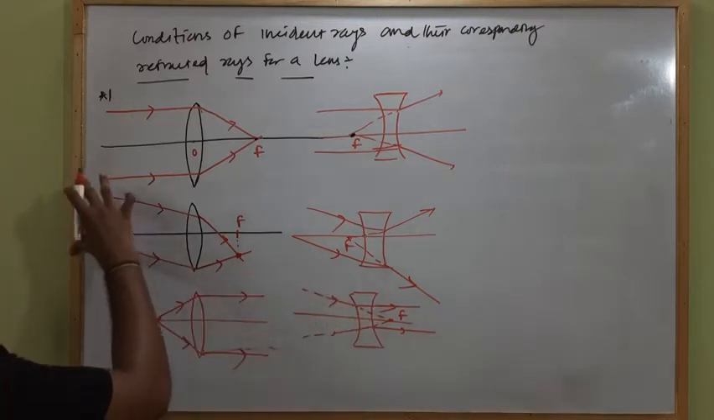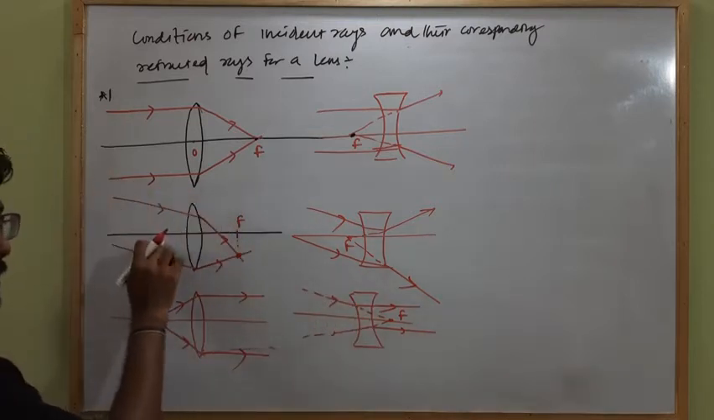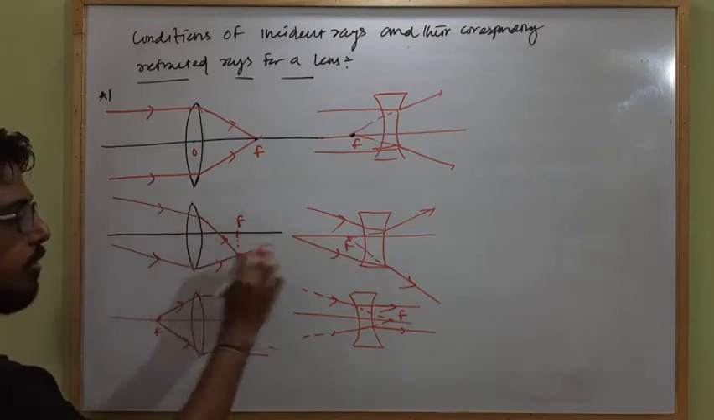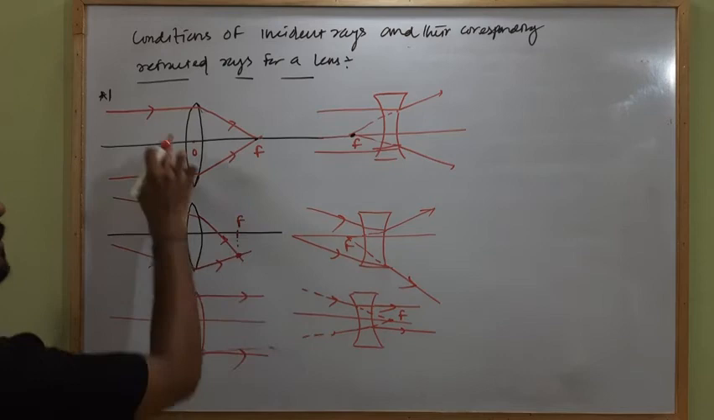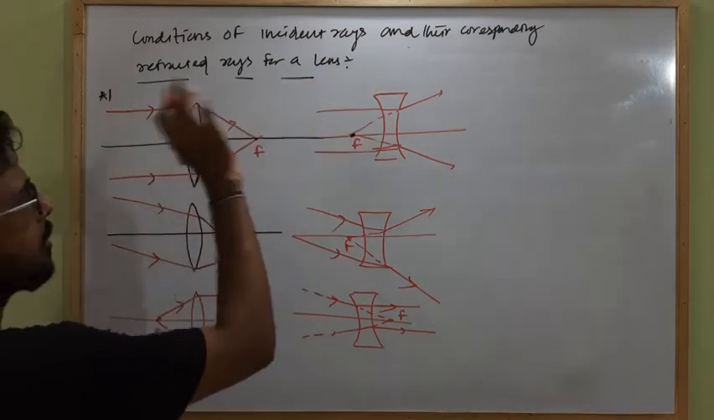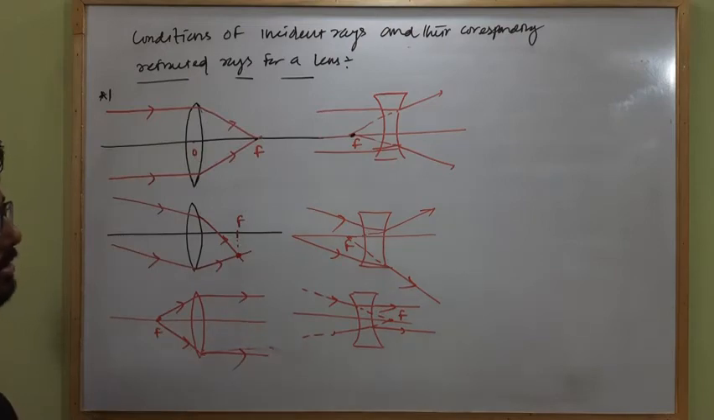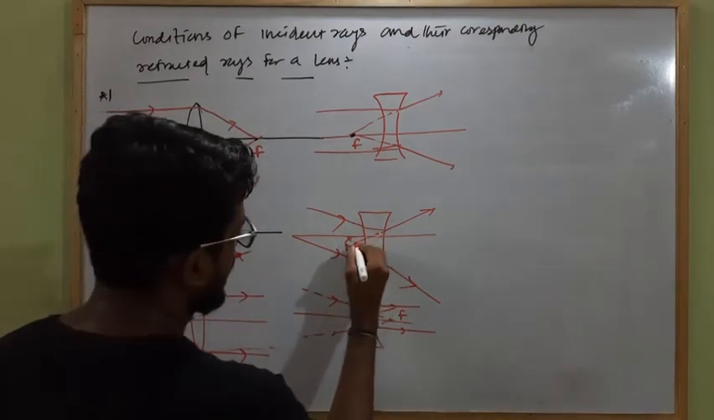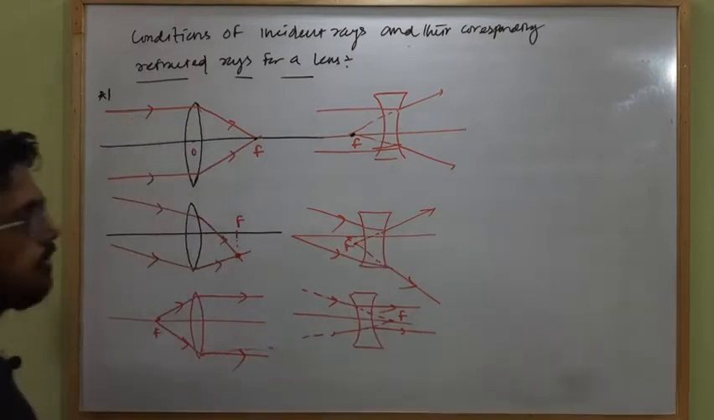In both of the cases, rays which are parallel to each other but not parallel to the principal axis will intersect each other at any point on the focal plane, and those which are parallel to each other after refraction meet at the focus. Clear? Here these are parallel to each other but not parallel to the principal axis, so they will meet at any point on the focal plane.